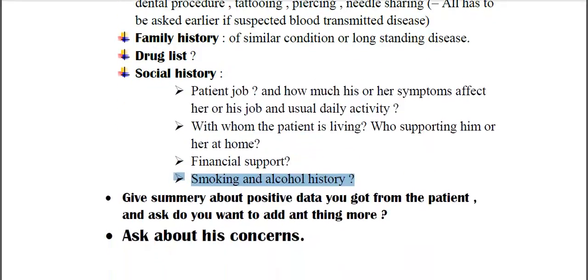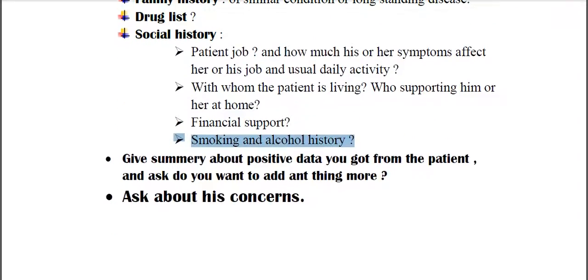Like that you finish the case approximately. Give a summary about positive data you found with the patient. I'm going now to summarize the positive data that we found in your case today, that you are complaining of blah blah blah. Then ask him, do you want to add anything else? Then ask about his concerns. Like that you finished the case.